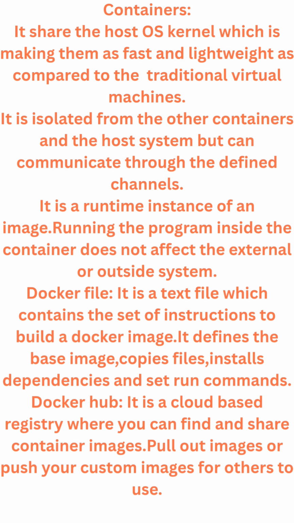A Dockerfile is a text file which contains the set of instructions to build a Docker image. It defines the base image, copies files, installs dependencies and sets the run command. Docker Hub is a cloud-based registry where you can find and share container images, pull images or push out your custom images for others to use.